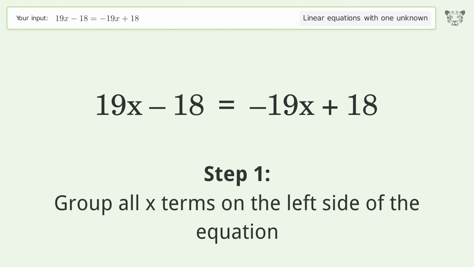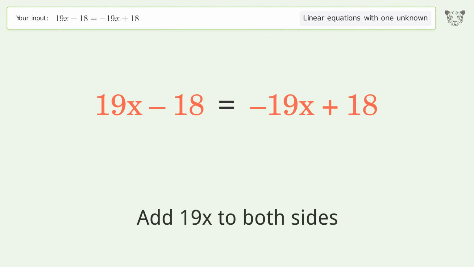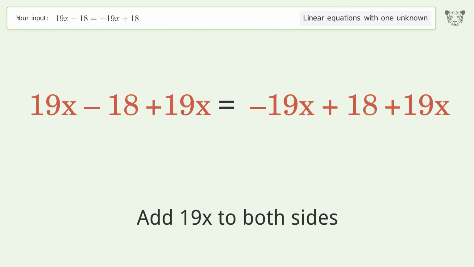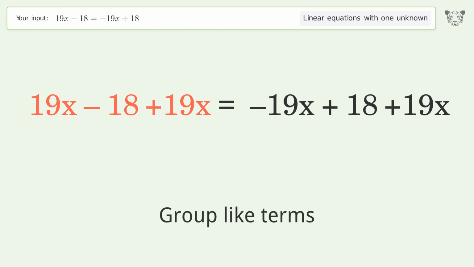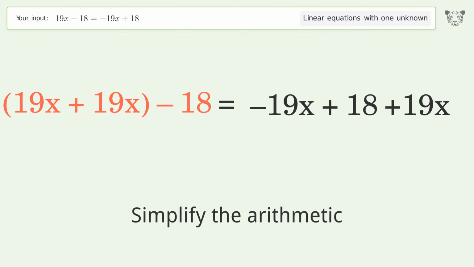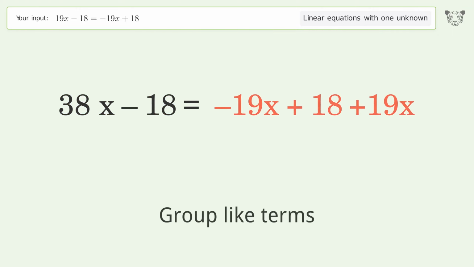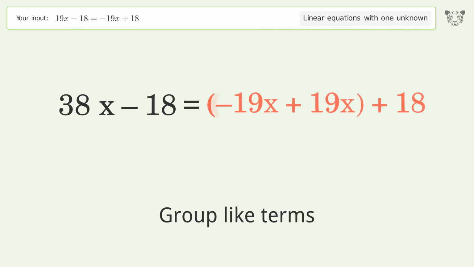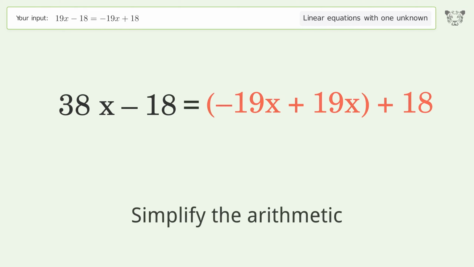Group all x terms on the left side of the equation. Add 19x to both sides. Group like terms. Simplify the arithmetic. Group like terms. Simplify the arithmetic.